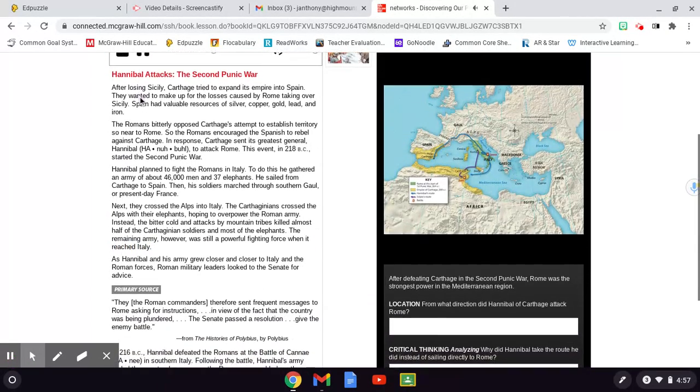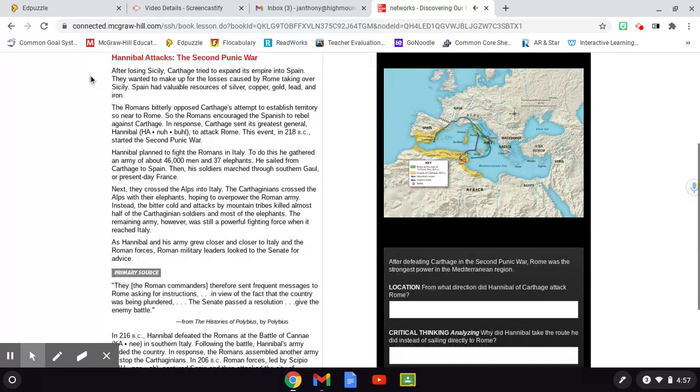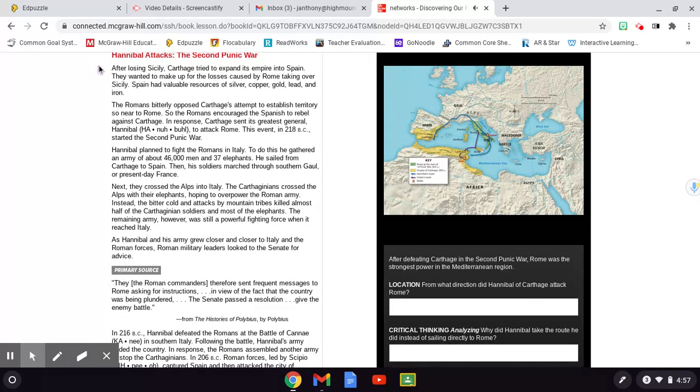Hannibal attacks. The Second Punic War. After losing Sicily, Carthage tried to expand its empire into Spain. They wanted to make up for the losses caused by Rome taking over Sicily. Spain had valuable resources of silver, copper, gold, lead, and iron. The Romans bitterly opposed Carthage's attempt to establish territory so near to Rome. So the Romans encouraged the Spanish to rebel against Carthage.